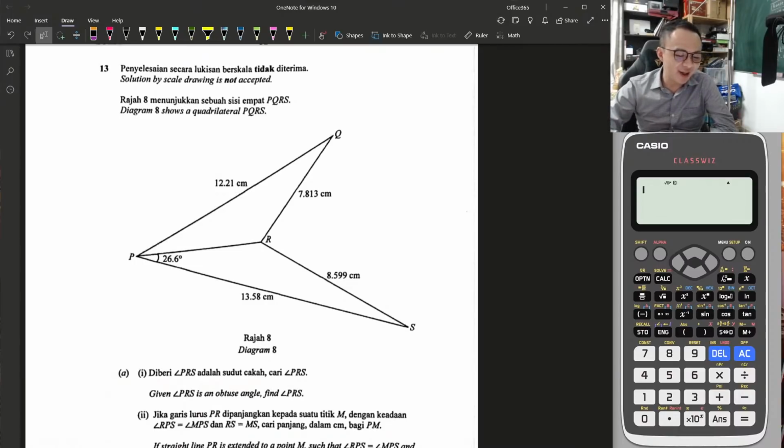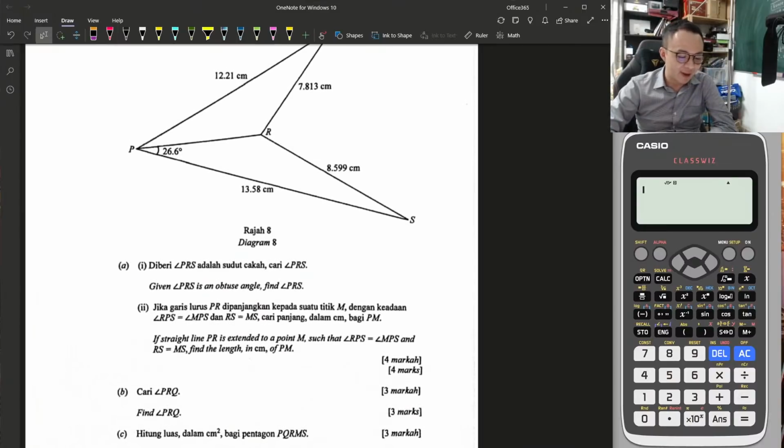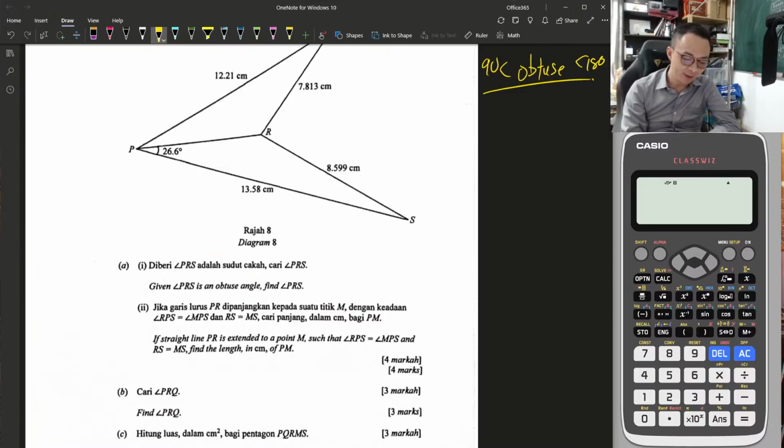The diagram A is the quadrilateral. Okay, I can see it, PQRS. And PRS is basically the obtuse angle. I said before, obtuse angle means the angle must be between 90 and 180. This is what we call obtuse angle, which is at the second quadrant if you learn about trigonometry. Alright, so find the angle PRS. So the question asked me to find this angle.